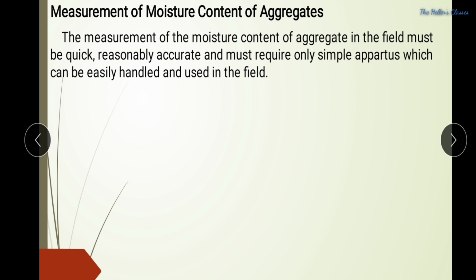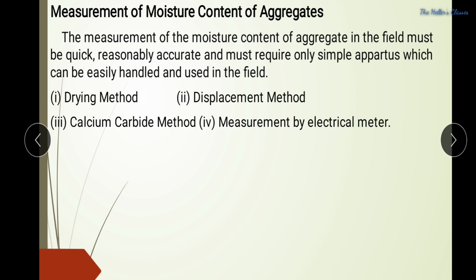So next one is measurement of moisture content of aggregates. The measurement of moisture content of aggregate in the field must be very quick. It is the most important thing that we need to know before designing a concrete or choosing an aggregate. The most popular one is the drying method. In this, by using the oven and weighing machine, we can easily identify it, and in the experimental procedures of the next video we will continue with that.